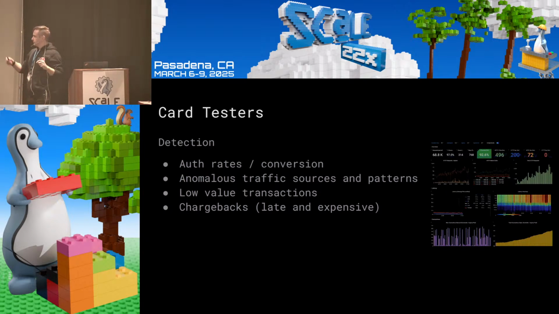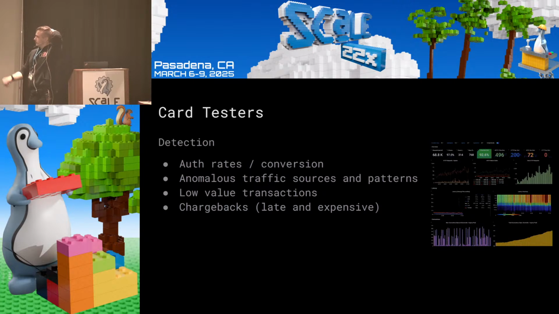So again, this is very high volume to pull this off by nature. So hopefully you've monitored your baseline metrics here. They should be going a little wonky. There are slow drip attacks that might be harder to detect, but generally these are high volume attacks, so you should see some anomalous patterns. Auth rates you would expect to go down, right? Because they're testing out a bunch of bad cards. You'd expect auth rates to go down, or conversion in general.